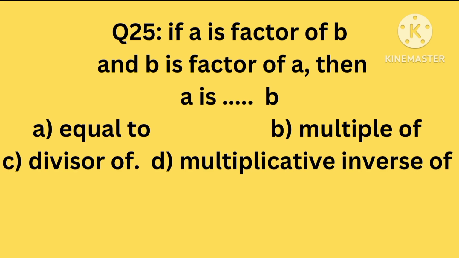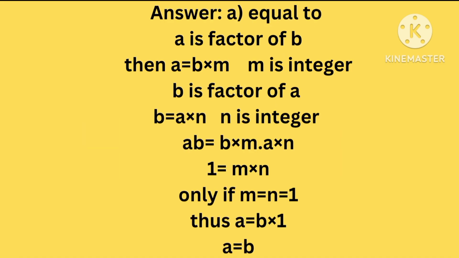If A is factor of B and B is factor of A, then A is dash of B: equal, multiple, divisor, or multiplicative inverse of. If A is factor of B and B is factor of A, so it leads that A and B are equal. The proof is given.